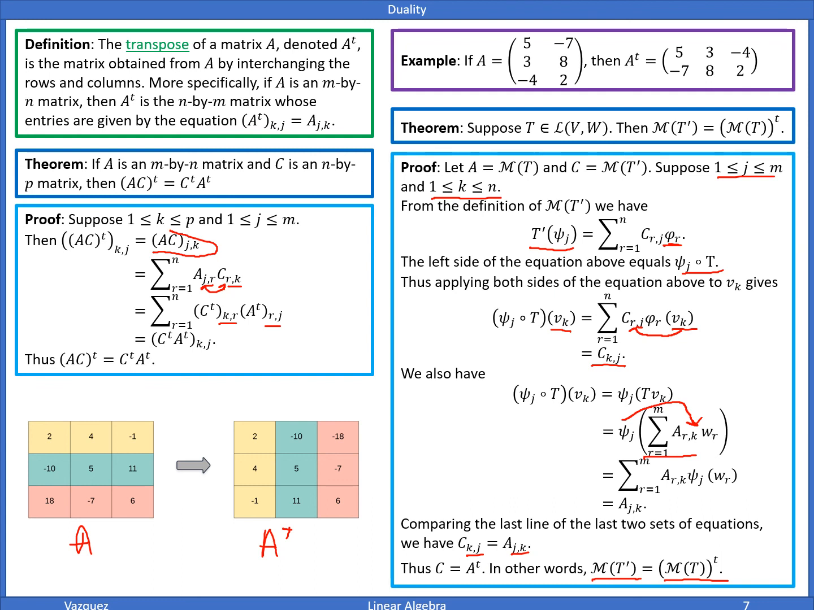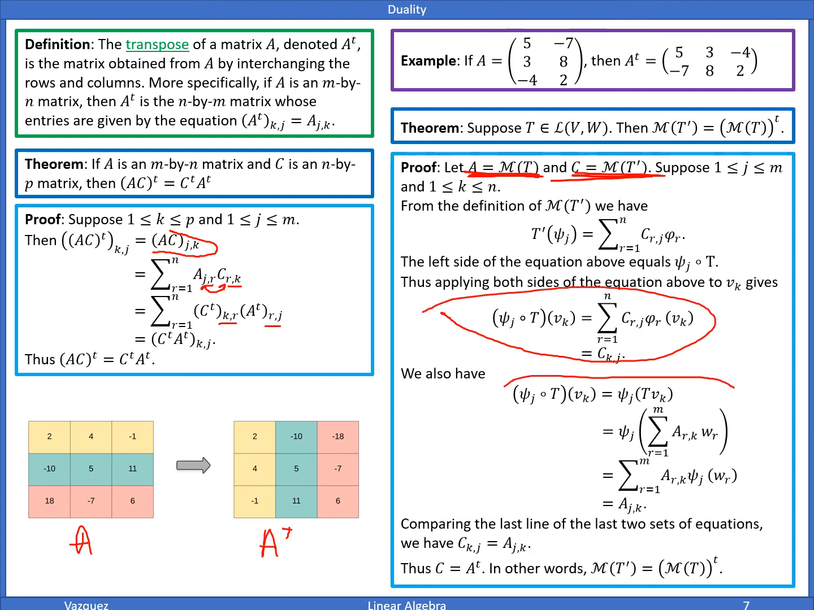And this proof is one that I would recommend you try on your own, see where you get stuck, and then try it again. Just keep in mind that we did define up here matrix A to be the matrix of the linear map T, C to be the matrix of the dual map of T, and see how this here is just pretty much the same thing we're doing as this over here.